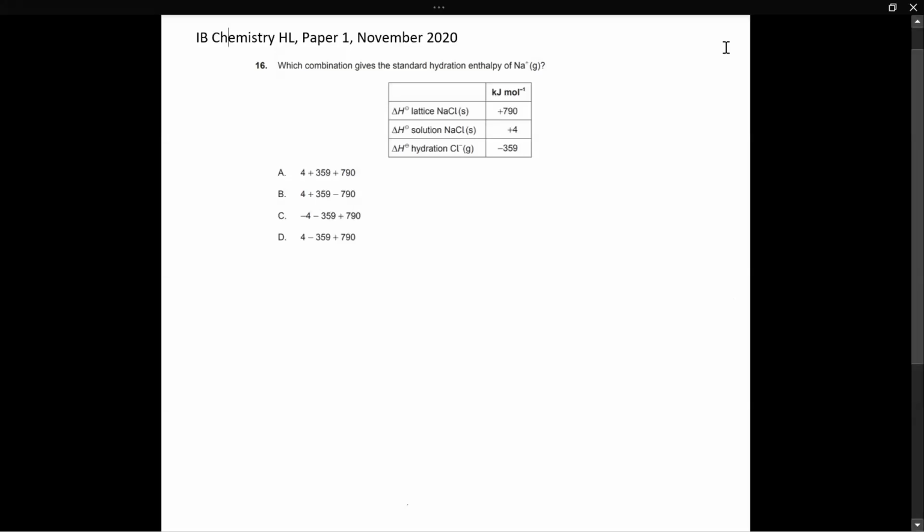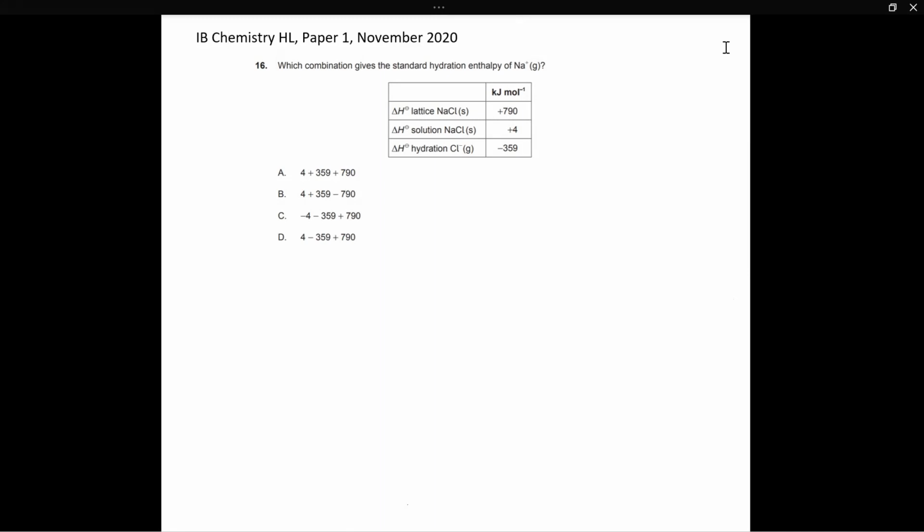All right. Hello, everybody. We're back with another question. This question is from the Chemistry HL Paper 1 from the November 2020 batch. So this question is asking us, what combination gives the standard hydration enthalpy of Na+?